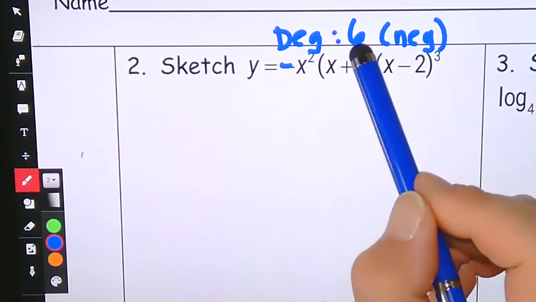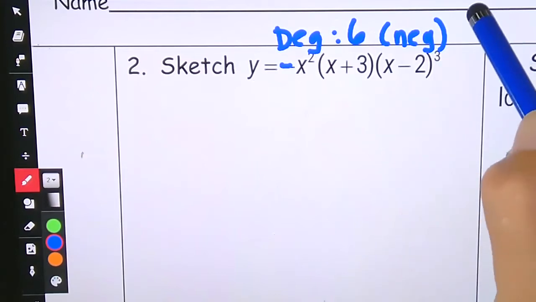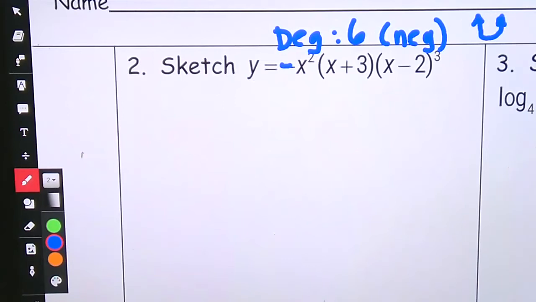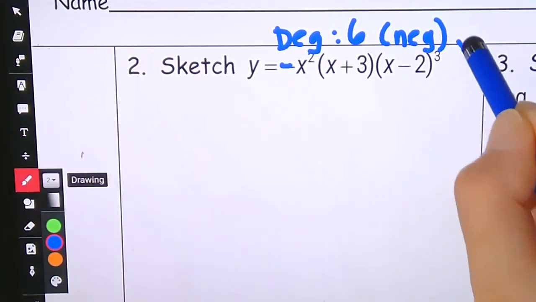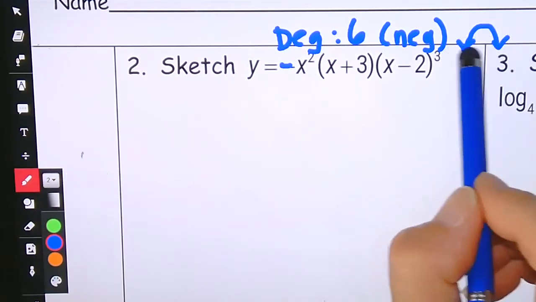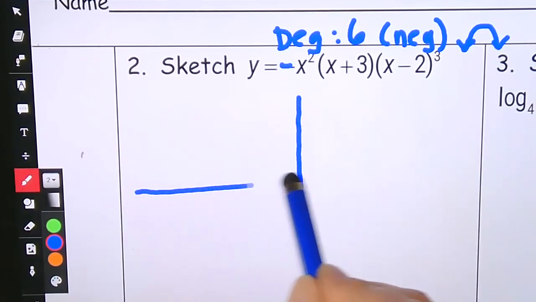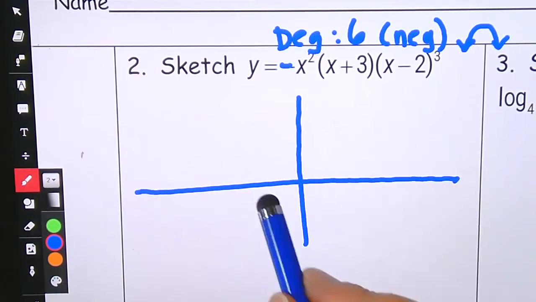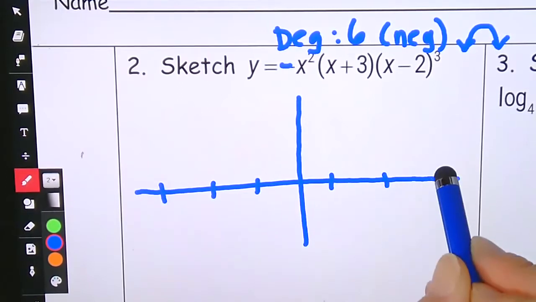And so when I think of any even degree, I normally think of a parabola. But since it's a negative, I'm going to think of an upside down parabola. So why am I saying that? You're going to be starting and stopping below the x-axis. So I'm going to draw my graph. Don't need to scale my y. I'm going to scale my x. 1, 2, 3, 1, 2, 3.